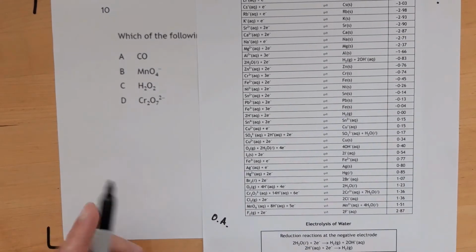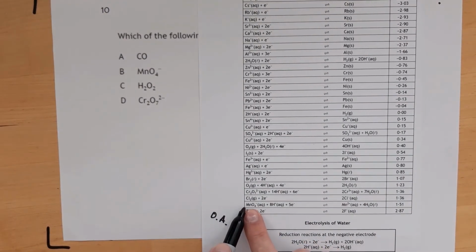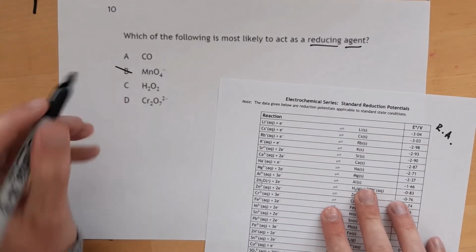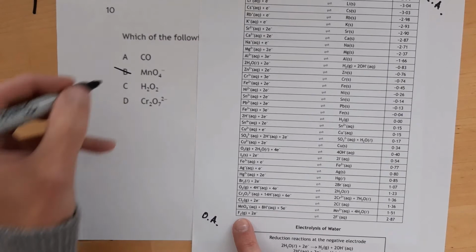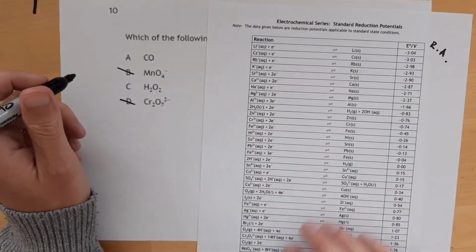Just check, can you see that? You should be able to. Yes, so MnO4 negative is right down here. These are oxidizing agents, and we want a reducing agent. So you're gone. Cr2O7 2 negative, the dichromate ion, again, it's right down here. It's an oxidizing agent. So that's gone too.